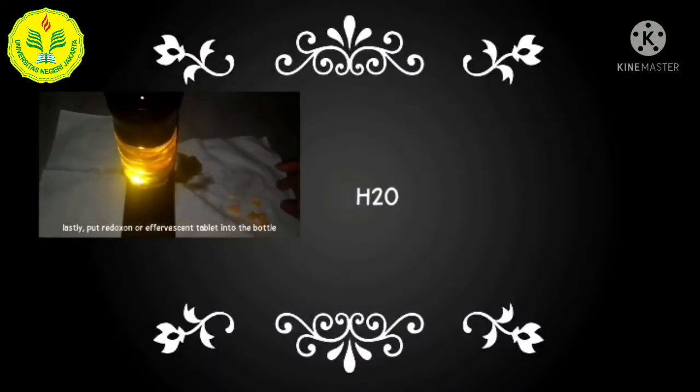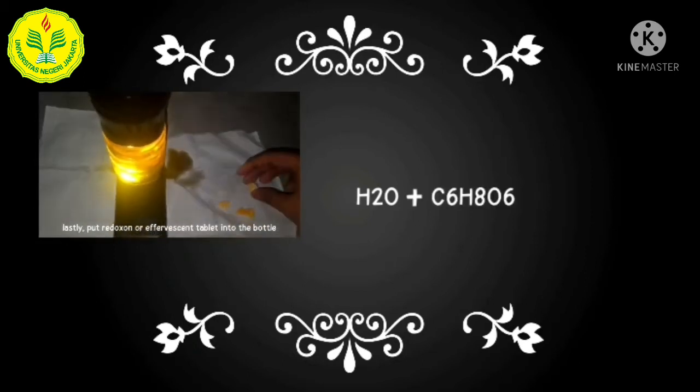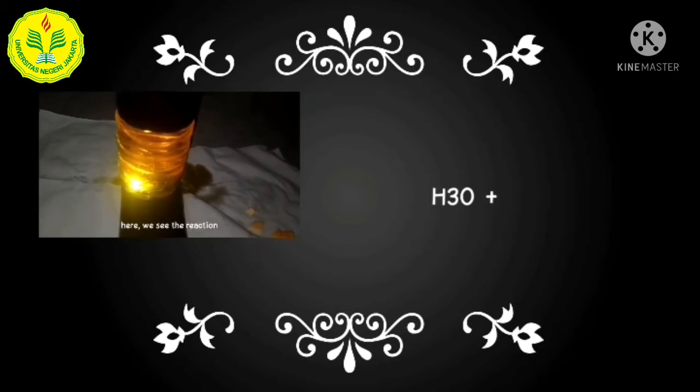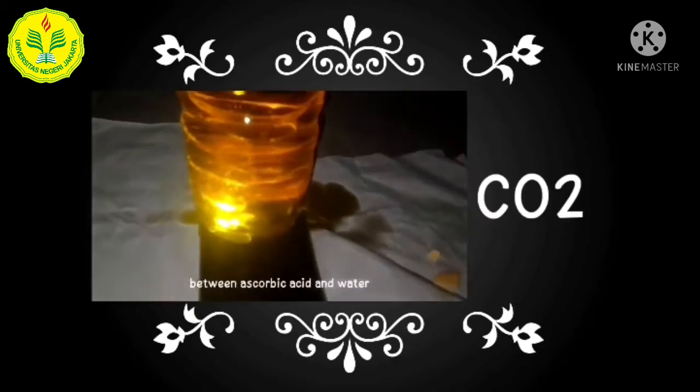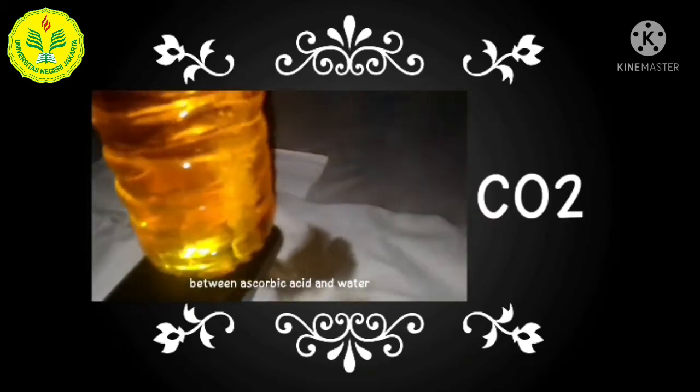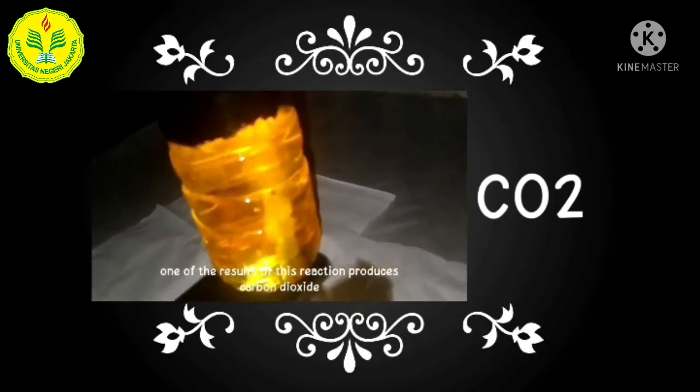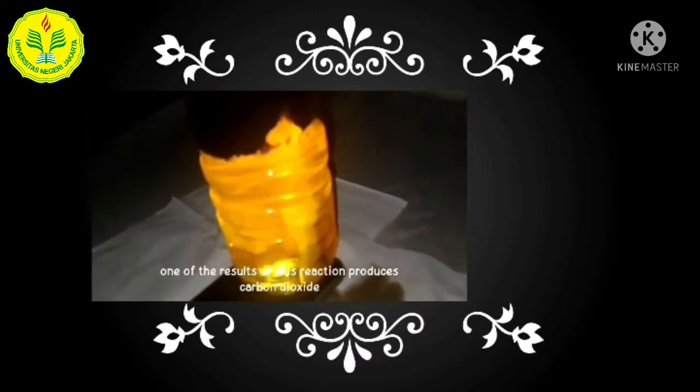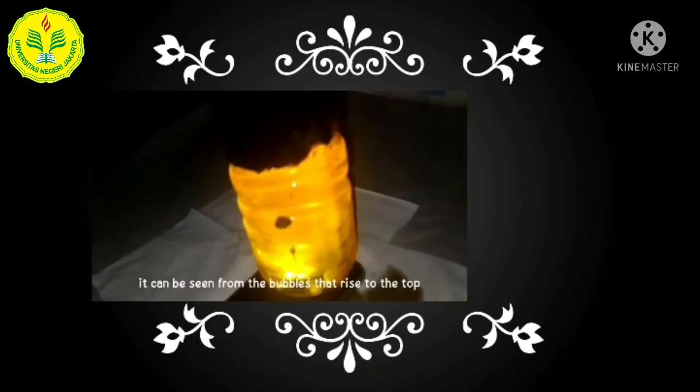So, the reaction occurs when the water reacts with ascorbic acid. This reaction produces hydronium ions and carbon dioxide, and carbon dioxide is important in the lava lamp experiment. The lava here is when carbon dioxide bubbles rise to the top.